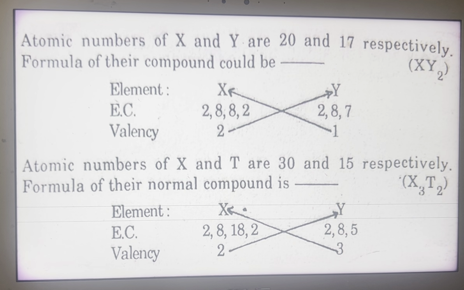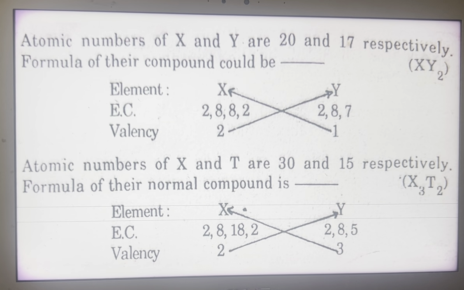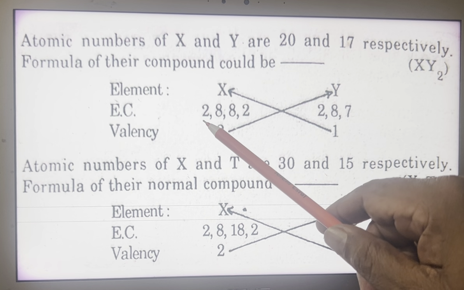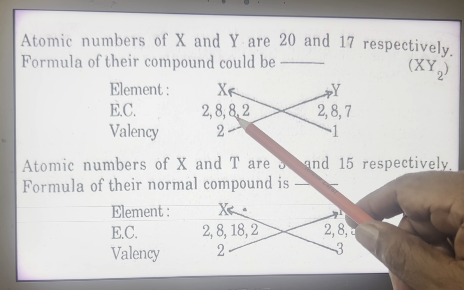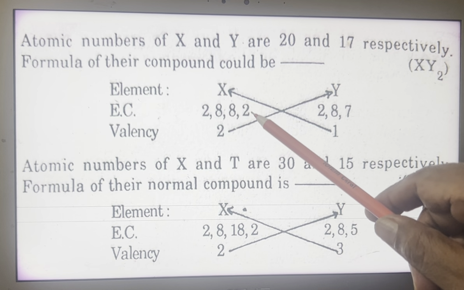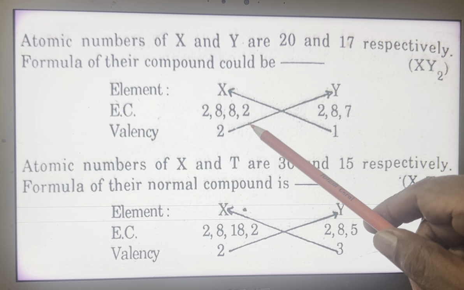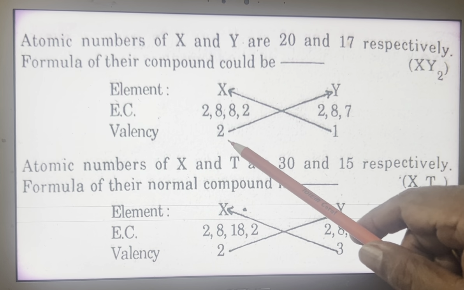Let us see. Here they are simply given the atomic numbers, so you can write the formula also. X has 20, Y has 17. 20 means 1s2, 2s2 2p6, which is 8, 3s2 3p6, which is 8, 4s2. The outer valence shell contains 2 electrons, so it is a second group element, and its valence is 2.